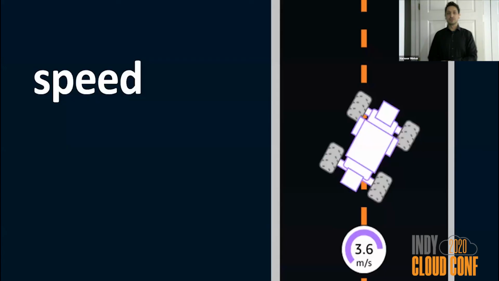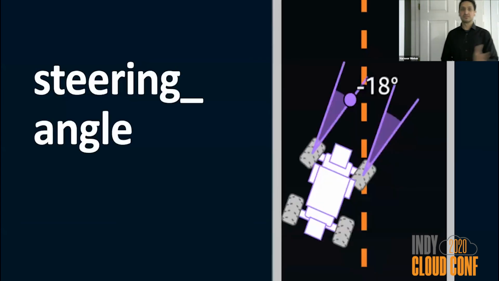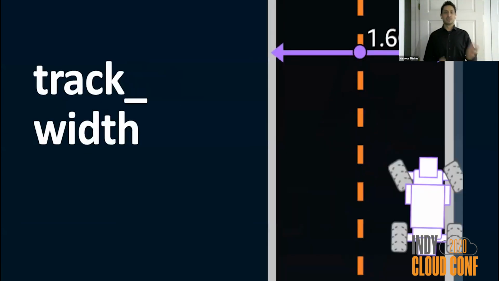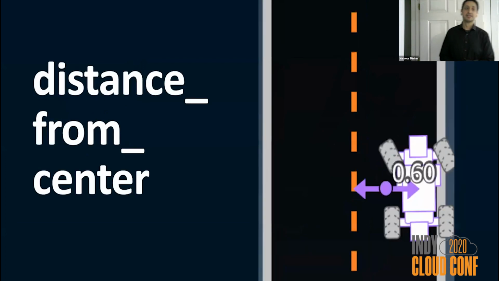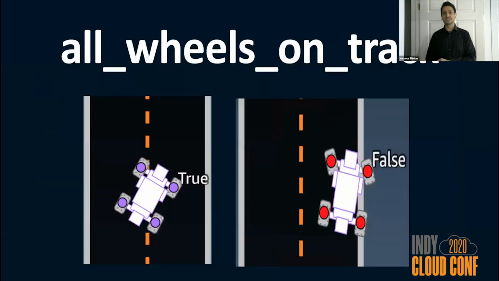All right, so let's talk about a few parameters. Speed, for instance. What is your steering angle? What is the width of the track? In the existing tracks, it's the same, but I think it can change over time. AWS might add some more variable tracks. Distance from the center. Are all the wheels on the track?